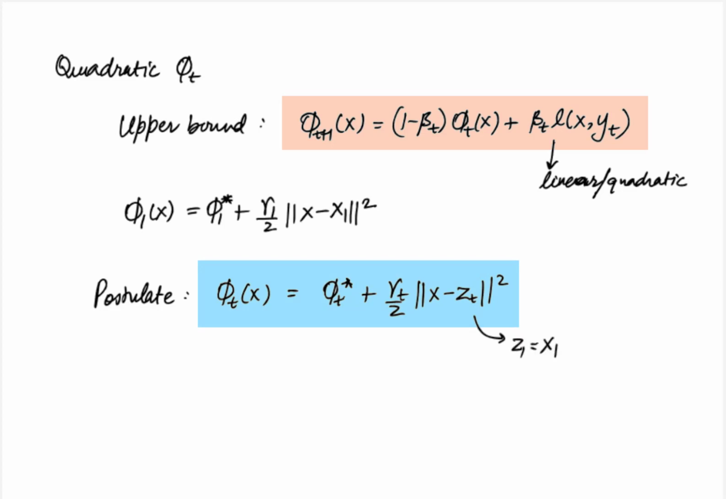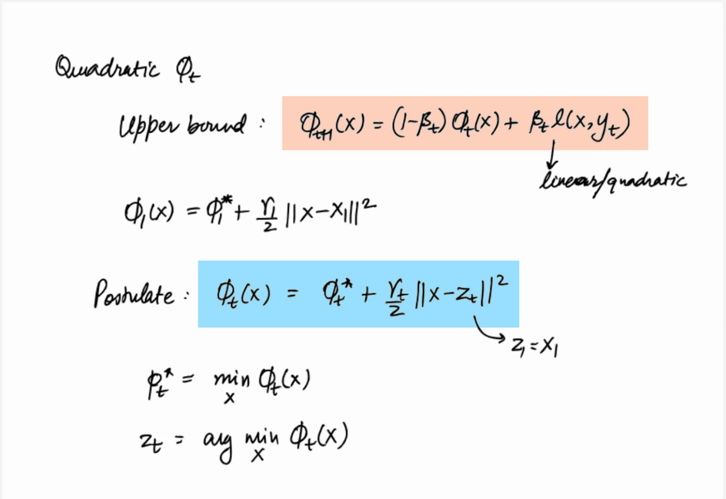The advantage of this form is that we will immediately get that phi t star is equal to the min of phi t of x, and this minimum is actually attained at zt. So zt is equal to arg min of phi t of x. But if in the process of verifying this form we get to a contradiction, it would imply that this simple form would not be possible.